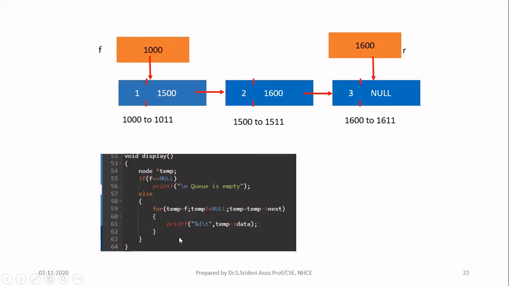So now let us see how to display the elements from the queue. In case of display, first what we are going to do is we are going to start with the front. We are going to display all the elements one by one till we reach this null. Okay. So now first I am checking whether the queue is having any data to display or not. So I am writing if f is equal to null, it means the queue is not having any data. So I am displaying queue is empty. Else the queue is having data.